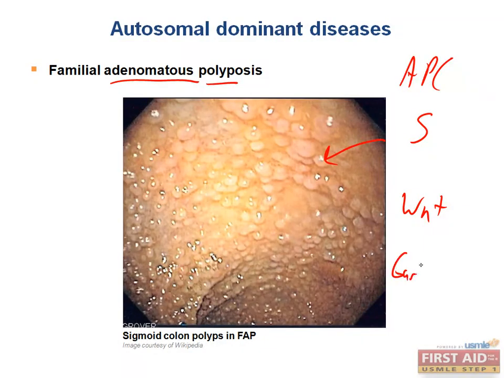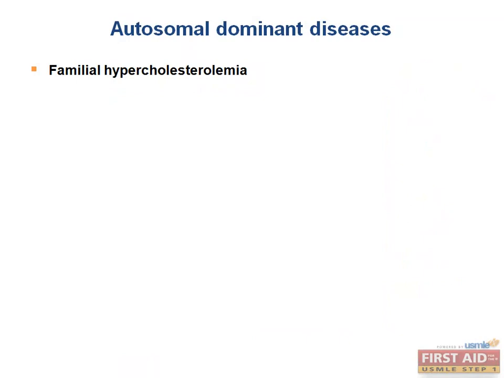Gardner syndrome, which is described in the GI chapter, is also caused by a mutation in the APC gene, but can be distinguished from familial adenomatous polyposis by the presence of osteomas, or bony growths, on the mandible or the skull. Familial hypercholesterolemia results in elevated LDL due to a defective or absent LDL receptor. Not having a functional LDL receptor prevents you from removing LDL from the blood, which means you end up with more LDL stuck in the blood.